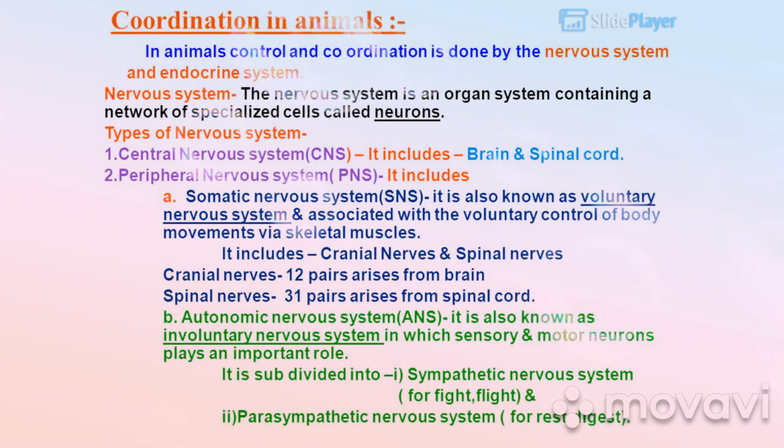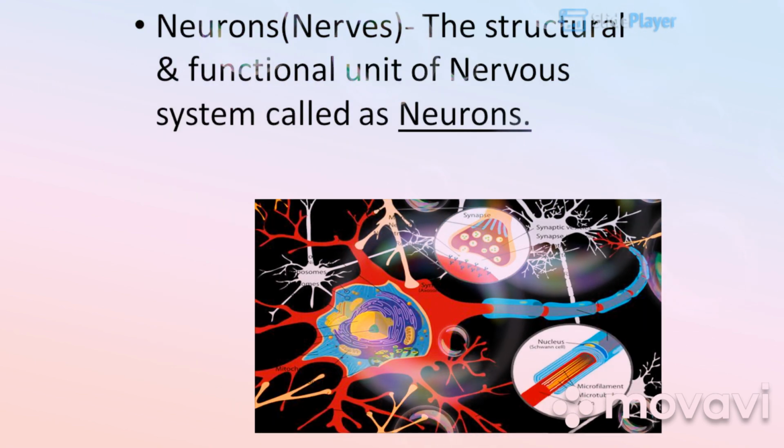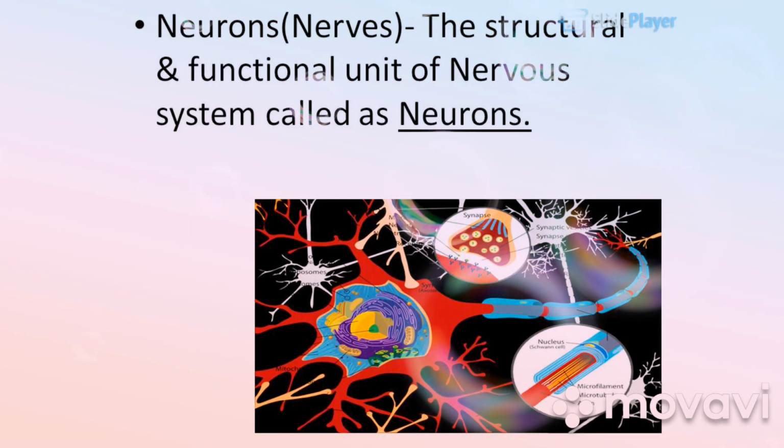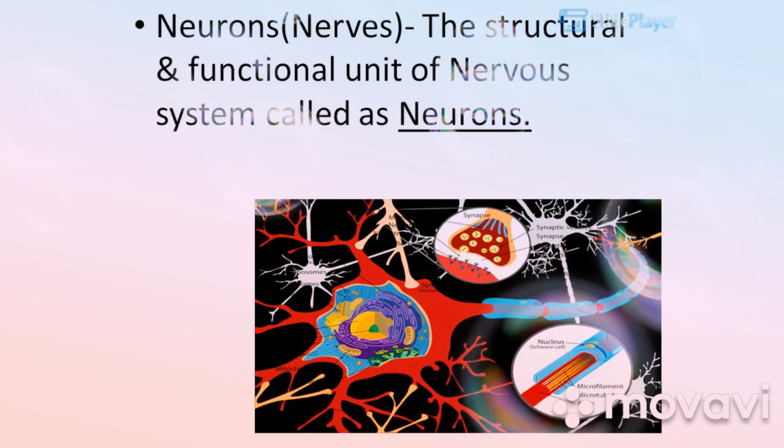b. Autonomic nervous system (ANS), it is also known as the involuntary nervous system, in which sensory and motor neurons play an important role. It is subdivided into 1. Sympathetic nervous system for fight and flight, and 2. Parasympathetic nervous system for rest and digest. Neurons: the structural and functional unit of the nervous system is called the neuron.